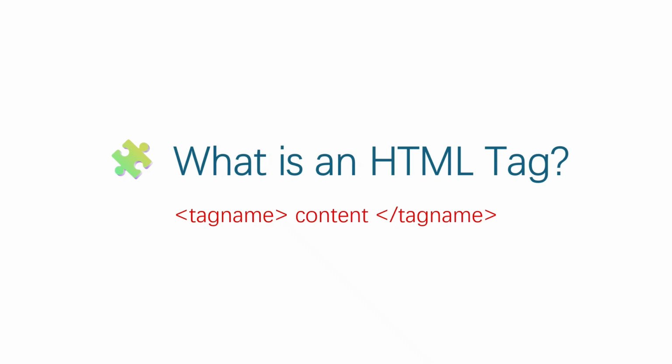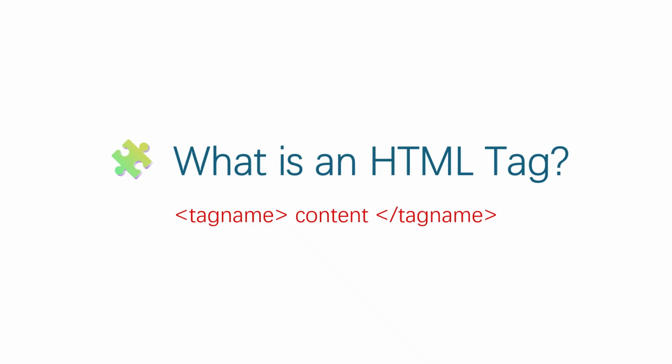In this video, we're going to answer a simple but very important question. What is an HTML tag? An HTML tag is a keyword wrapped in angle brackets. It usually looks like this: a tag name, some content, and then a closing tag.